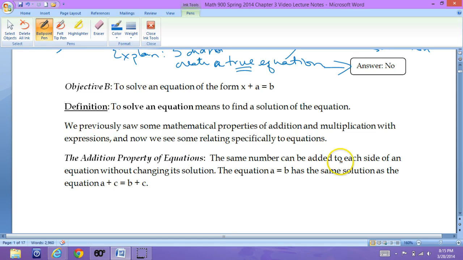The same number can be added to each side of an equation without changing its solution. The equation a equals b has the same solution as the equation a plus c equals b plus c, because c is the same thing. And a quick integer example. I'm going to take a step back and say that 3 equals 3, and we accept that that's a true equation. And we're just going to call them 3a and 3b for the purposes of matching them up. C equals 5, and we're adding the c to both sides. And we get 8 equals 8.